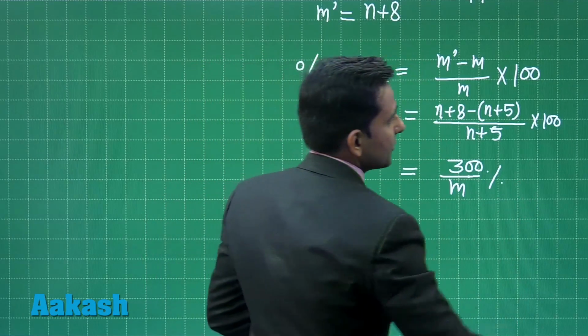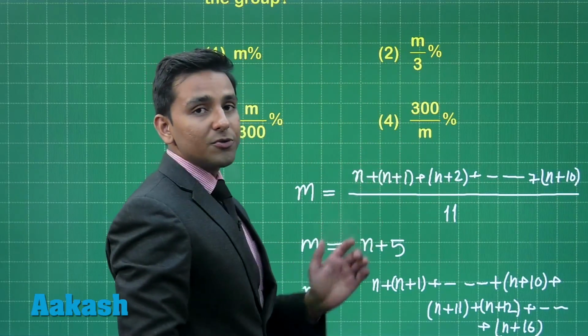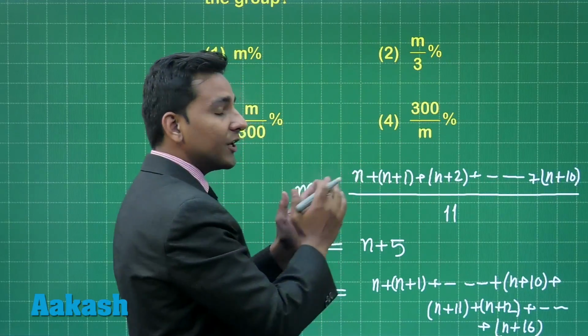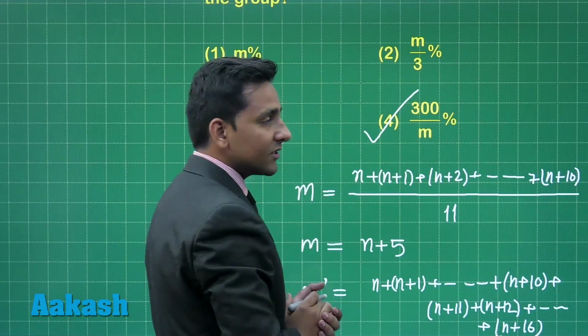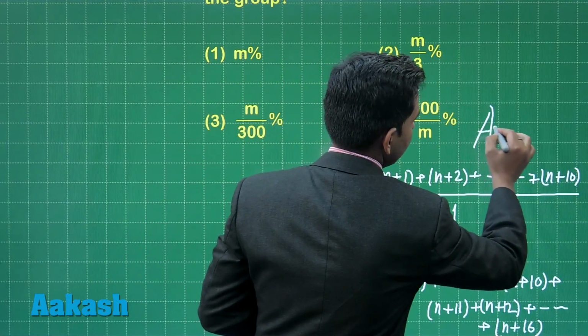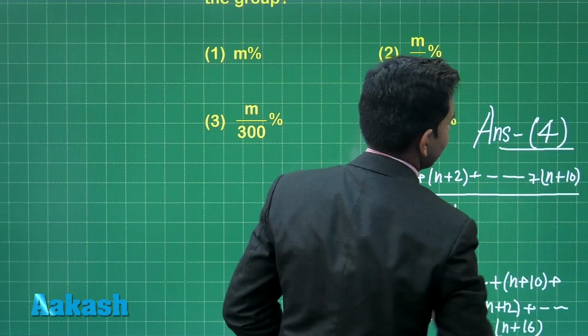So let us check the options. Here we can see that in the fourth option we are getting the percentage change 300 divided by m %. That means the fourth option is the correct answer for this question. Now the answer for this question is option 4.